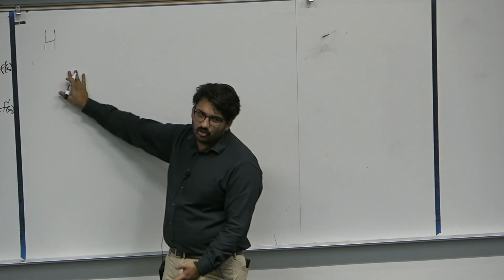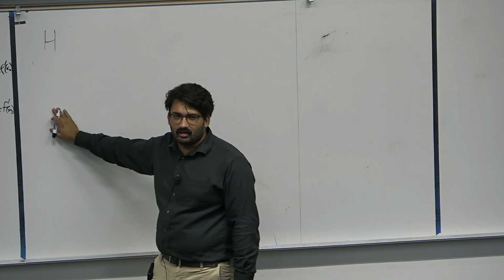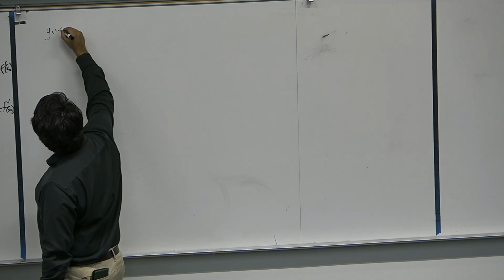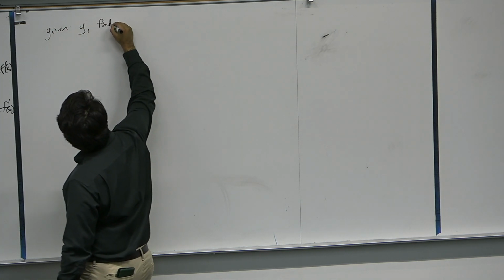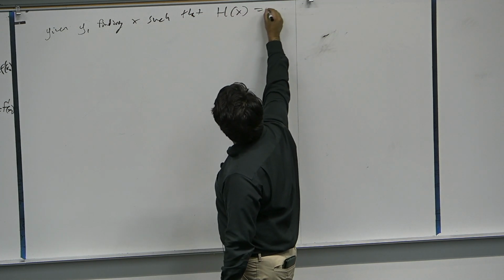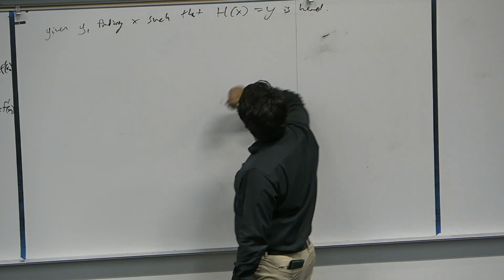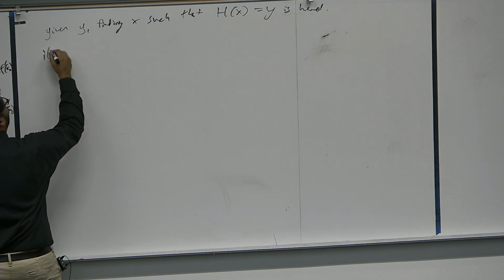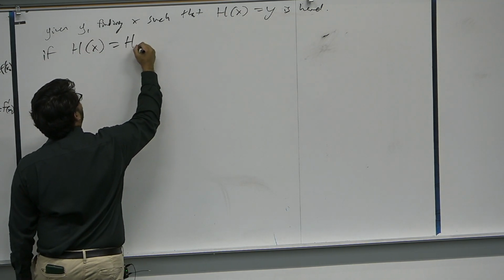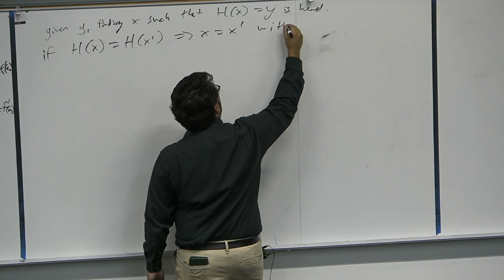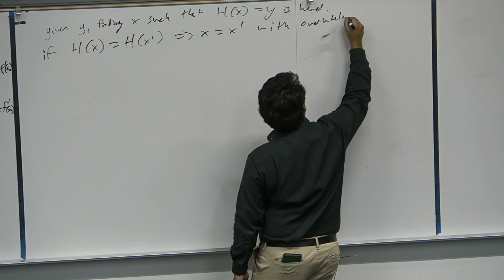Yeah. So hash functions have two important-ish properties. Let's not spend a year on this science. First, given y, finding x such that h of x is equal to y is hard. So inverting the hash function in some sense is hard. Finding a value that hashes to that specific thing is difficult. Second, if h of x is equal to h of x prime, then x equals x prime with overwhelming probability.